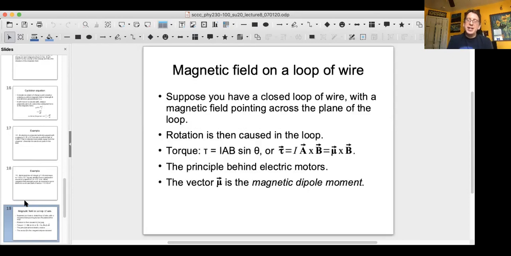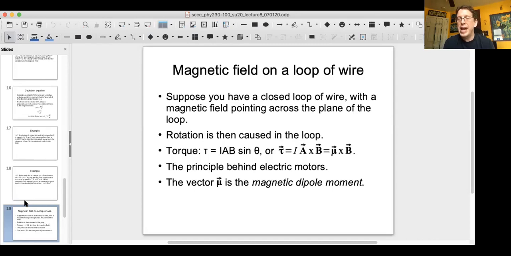And that brings us to the basis of electric motors, the idea of a magnetic field acting on a loop of wire. So you have a loop of wire in the presence of a uniform magnetic field. What will happen is that there'll be a force in one direction on one side of the wire and a force in the opposite direction on the other side of the wire. So that leads to rotation. So if you set the wire on an axis, you can get it to move. And so this is the basis of electric motors.